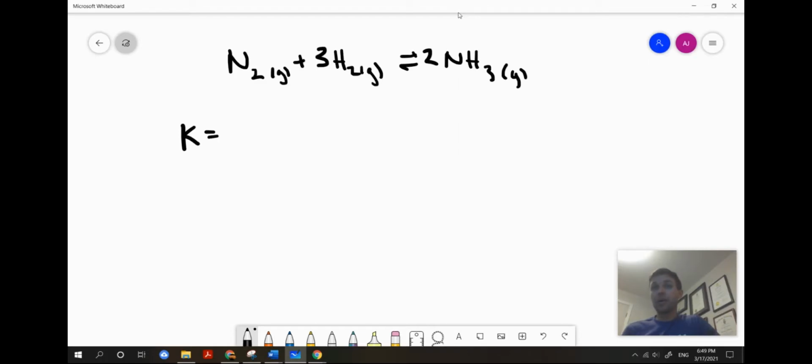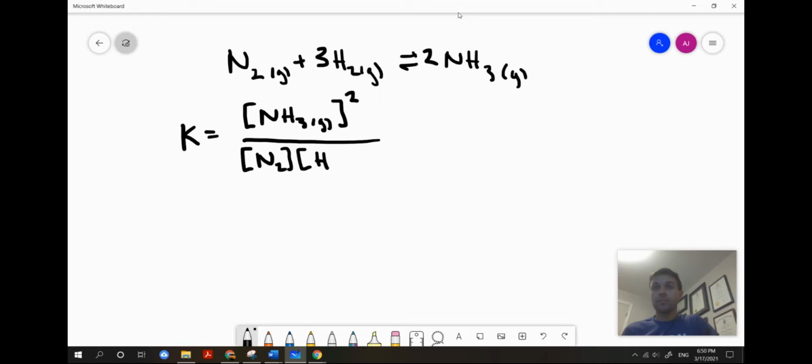We'll use a capital K always. And then on the numerator, we have whatever's on the right-hand side, products. So the concentration of ammonia. And then it's written to the power of whatever coefficient is in the balanced chemical equation, in this case 2. That's divided by the concentrations of the reactants, each raised to their coefficients from the balanced chemical equation.